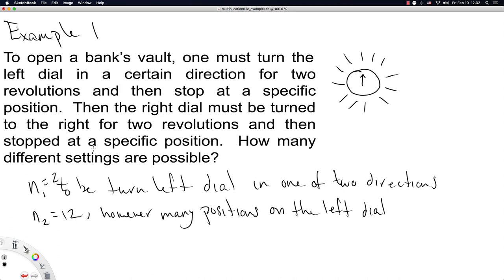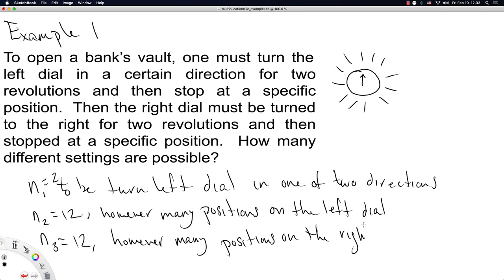Okay, then the right dial must be turned to the right. So there's no real N3 that counts for direction because the right dial must be turned to the right. So there's really only one choice to be made there. You could create an N3, but it would just be equal to 1. And then say you have the right dial, which looks identical to the left dial and has 12 different positions. So then you maybe have a different N3, which is 12, however many positions on the right dial.